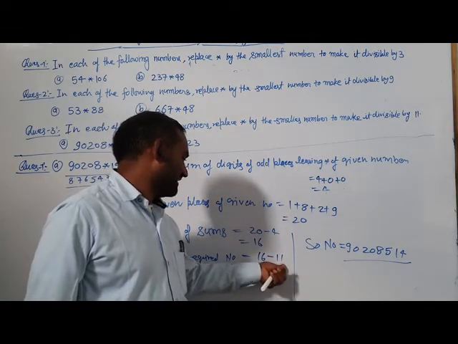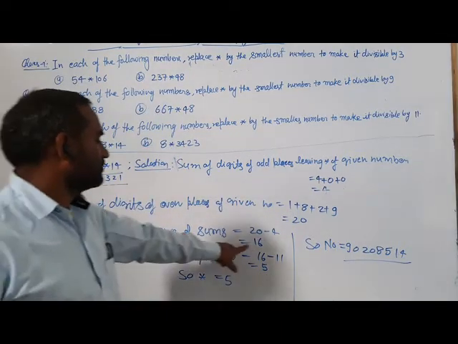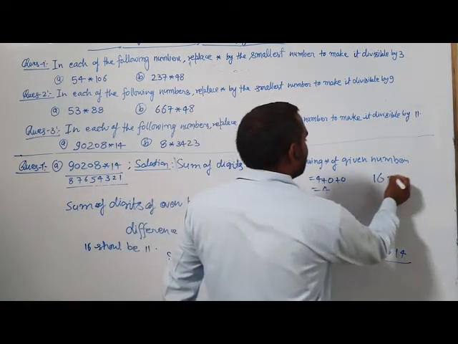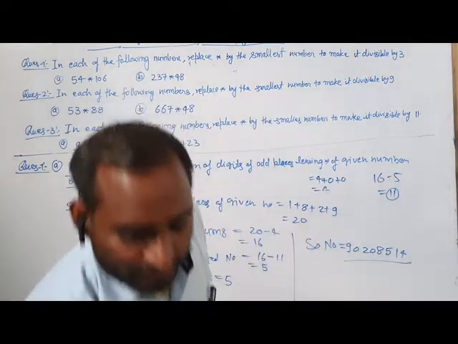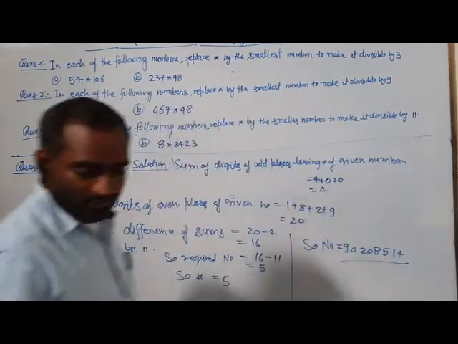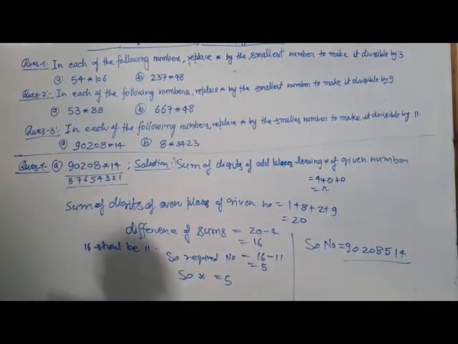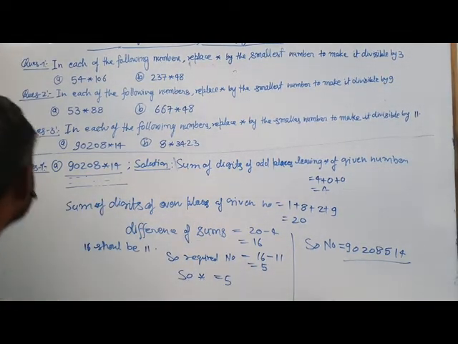So we have to subtract 5. If you subtract 5, 16 minus 5, we get 11, and 11 is a multiple of 11. So in this way, we have to fill the star with 5. Now we take the second question.